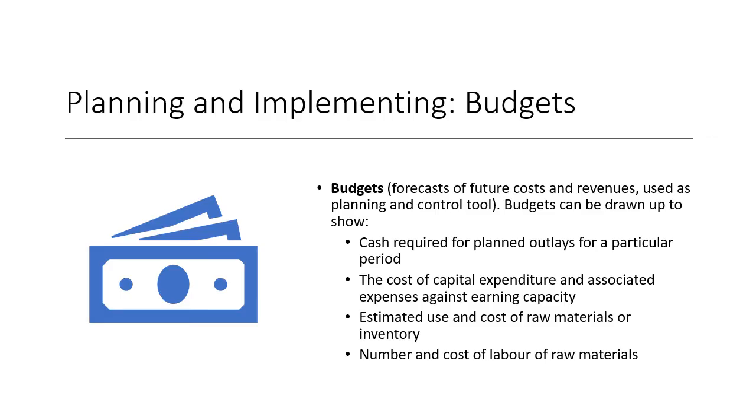Now, with our budgets, they're forecasts of future costs and revenue. Now, this is where we can also look at our actual results versus our planned results. Now, with your budget, you need to see, can we actually afford to do something like this? Cash required for planned outlay for a particular period, the cost of capital expenditure and associated expenses against earning capacity, estimated use and cost of raw materials, and the number and cost of labour.